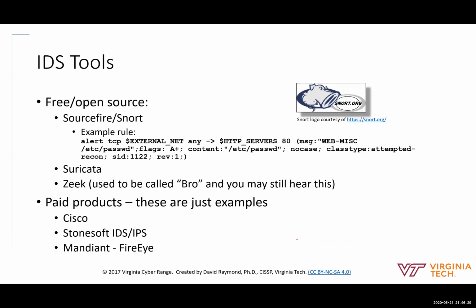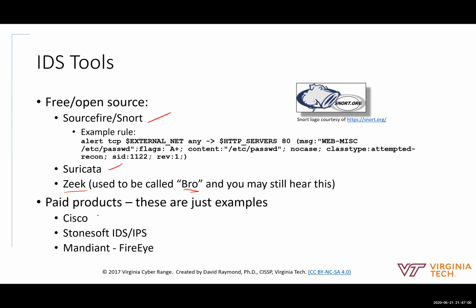Some tools out there. Snort is a very popular free open source IDS, which can also be configured as an IPS. I'll give a simple rule example here, but I'm not going to really talk much about that. Suricata is another open source IDS. Zeek is a very popular open source IDS. It used to be called Bro. They changed the name, I think in 2018 maybe, to Zeek. But it's very popular.